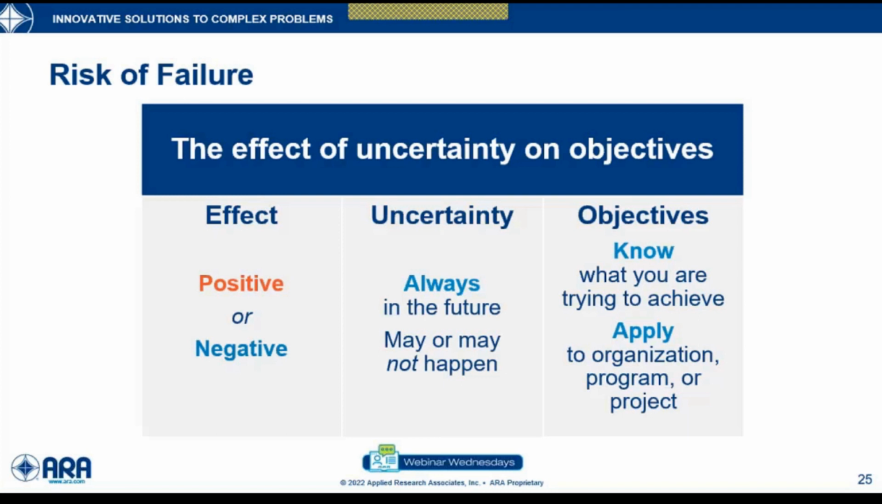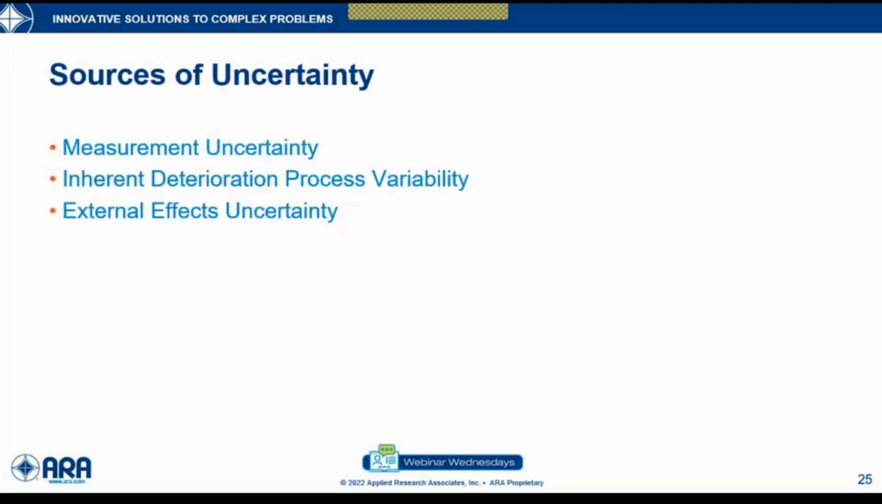That leads again to impacts on objectives. You have uncertainties, you're not 100% sure how you will achieve that goal, and that would reflect on your ultimate goal after a certain period of planning. Some of the sources of uncertainty here that relate to asset management programs is measurement uncertainty.